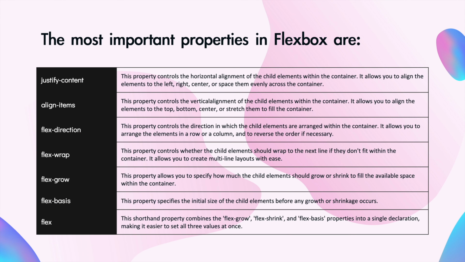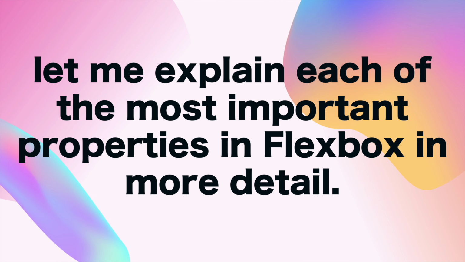The most important properties in Flexbox are justify-content, align-items, flex-direction, flex-wrap, flex-grow, flex-basis, flex. Let me explain each of the most important properties in Flexbox in more detail.